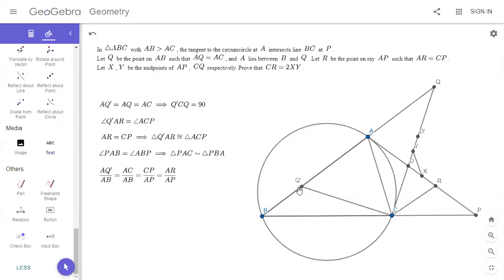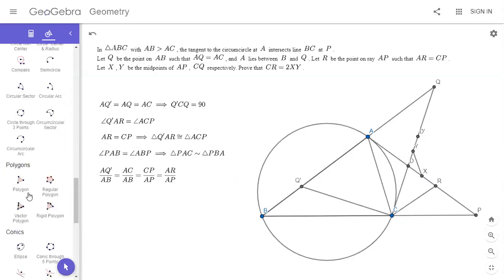So how do you know that Q prime R is twice AX? Because Q prime R is equal to AP, and X is the midpoint of AP. And Q prime R is equal to AP because of the congruent triangles. Yes. Okay, so we can erase some of this.